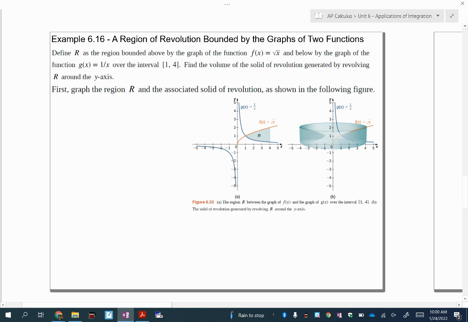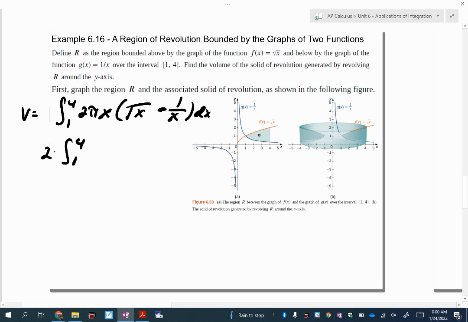So all that I'm going to do is I'm going to do the integral from 1 to 4 of 2 pi times x times, now watch this, you'll notice the square root of x is above, so I'm going to put that, minus the one that's below is 1 over x dx. Okay? So again, kind of similar to stuff that we did in an early lesson.